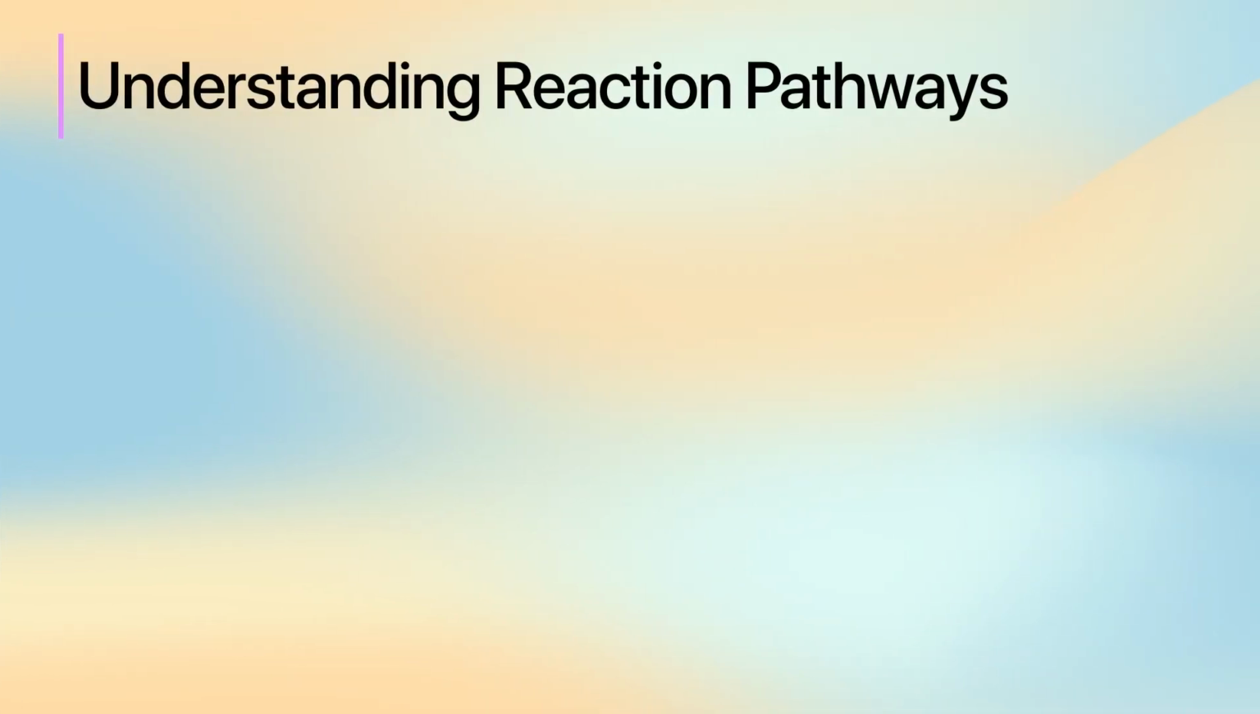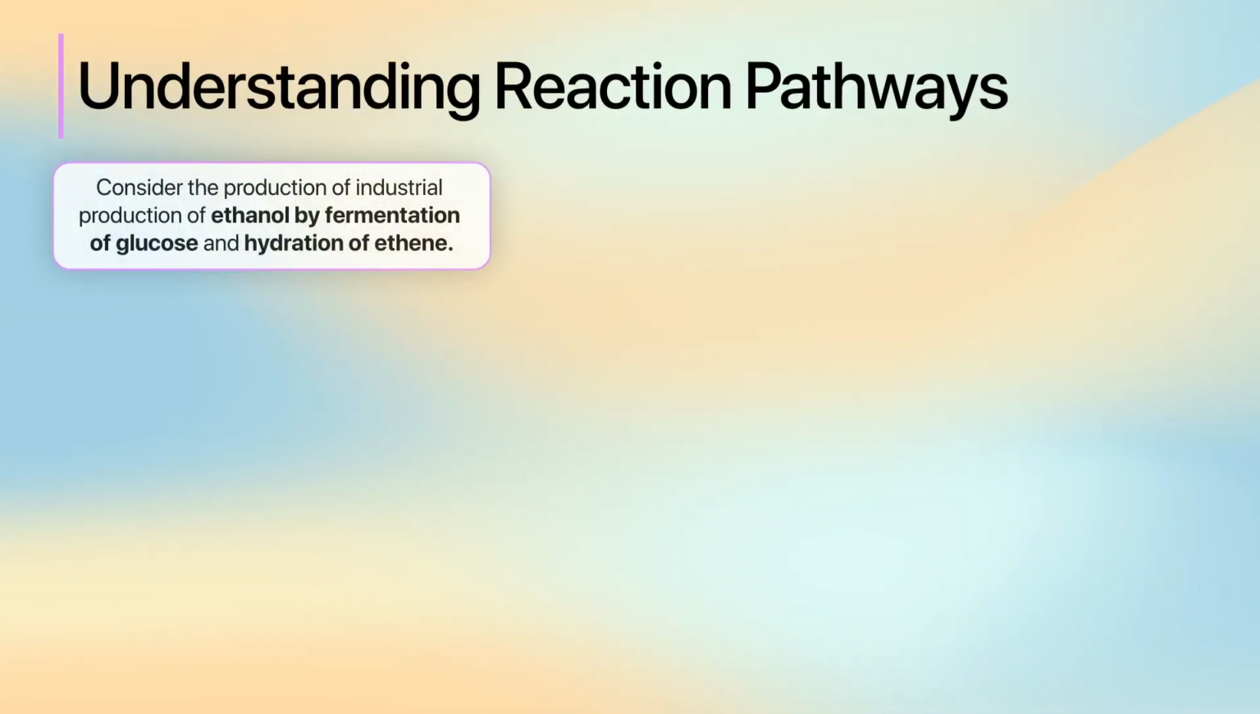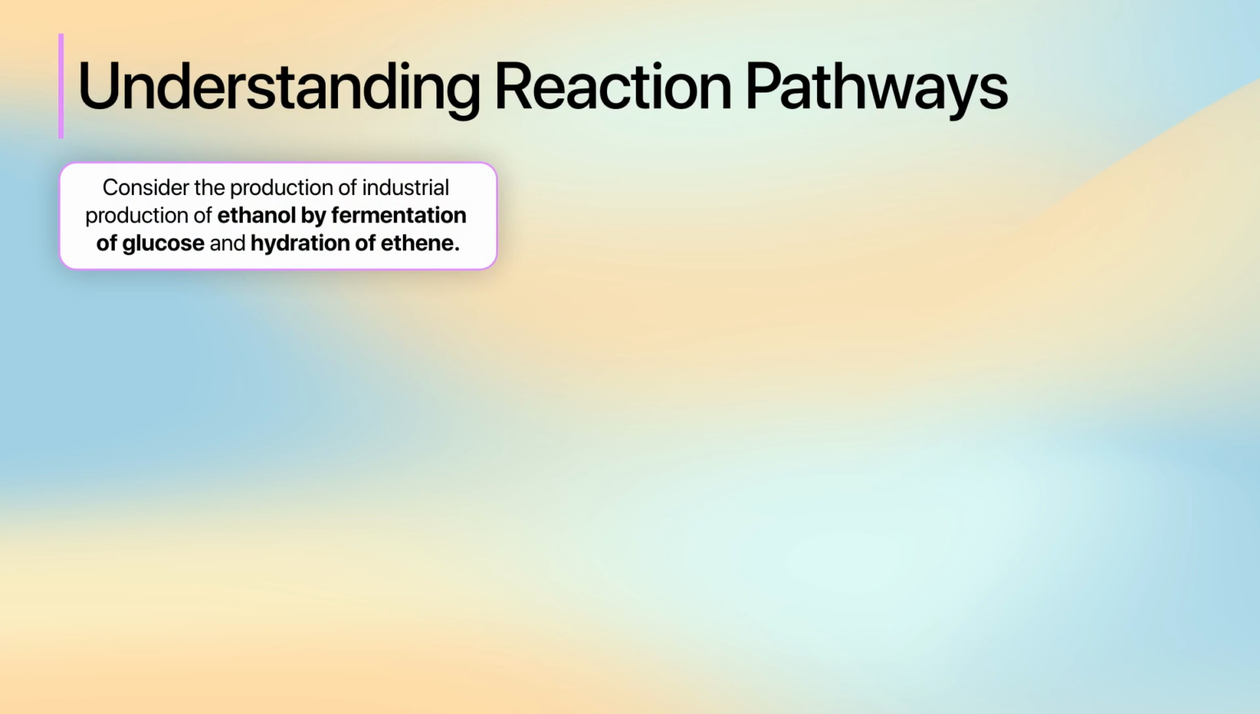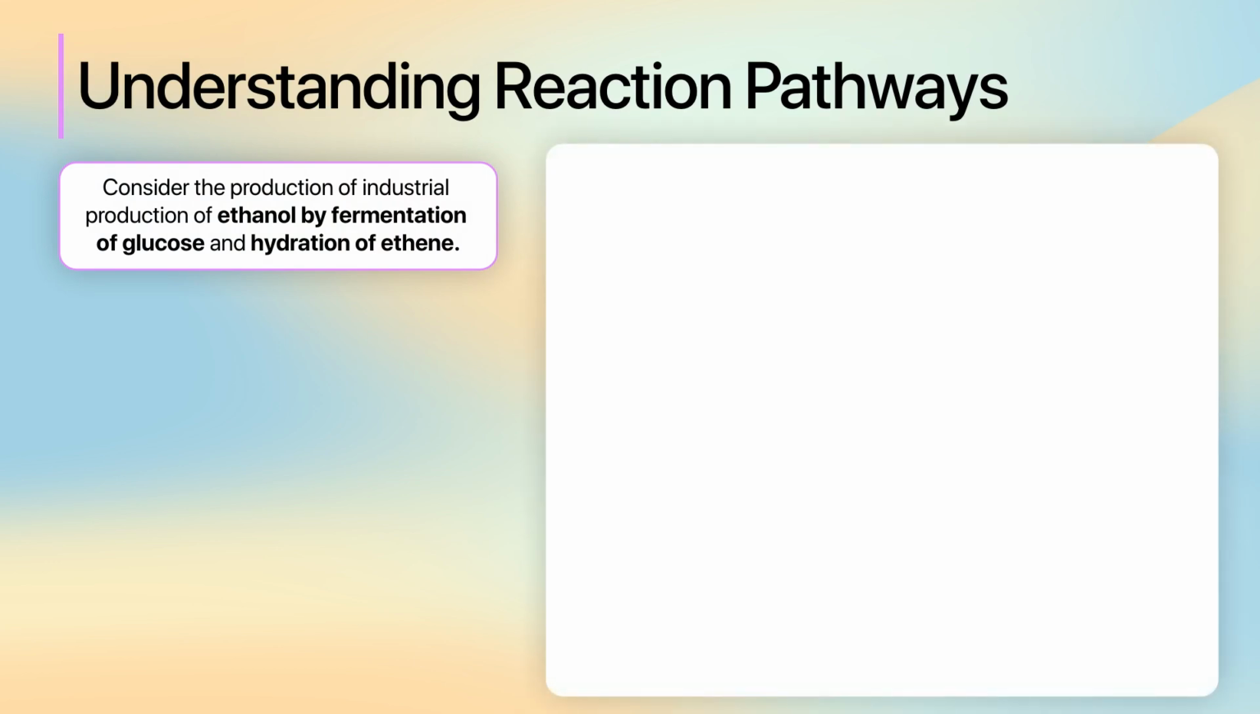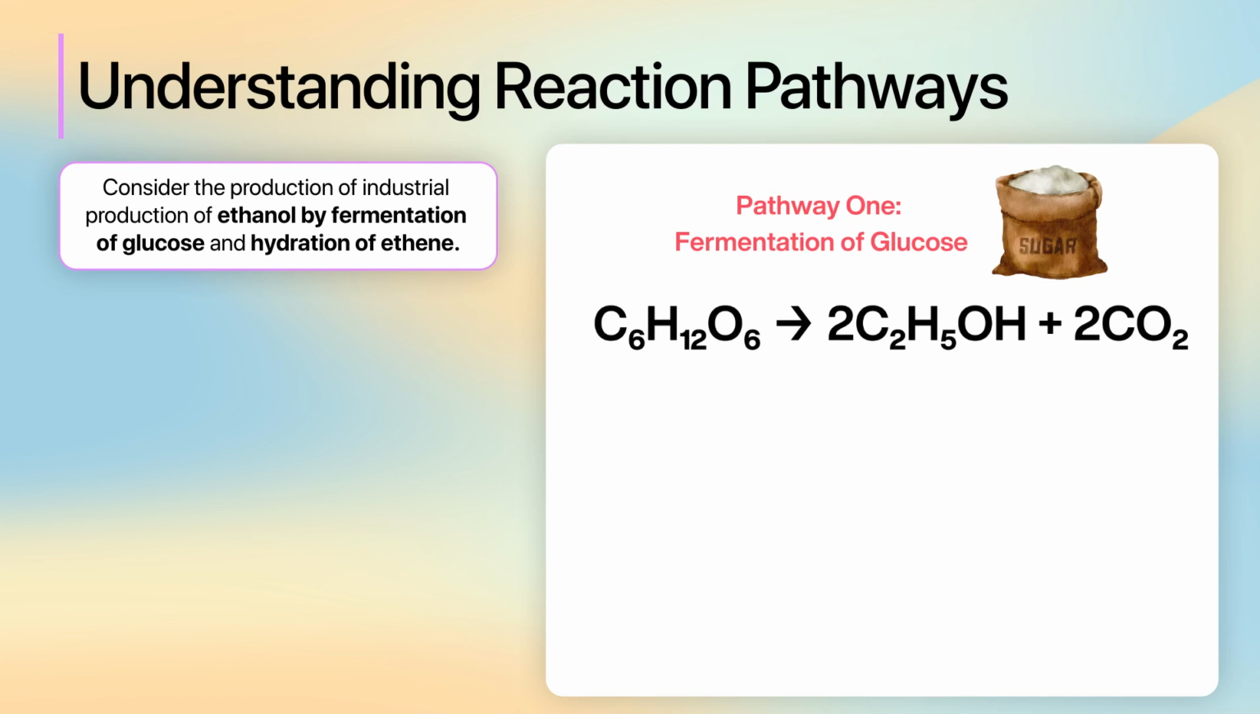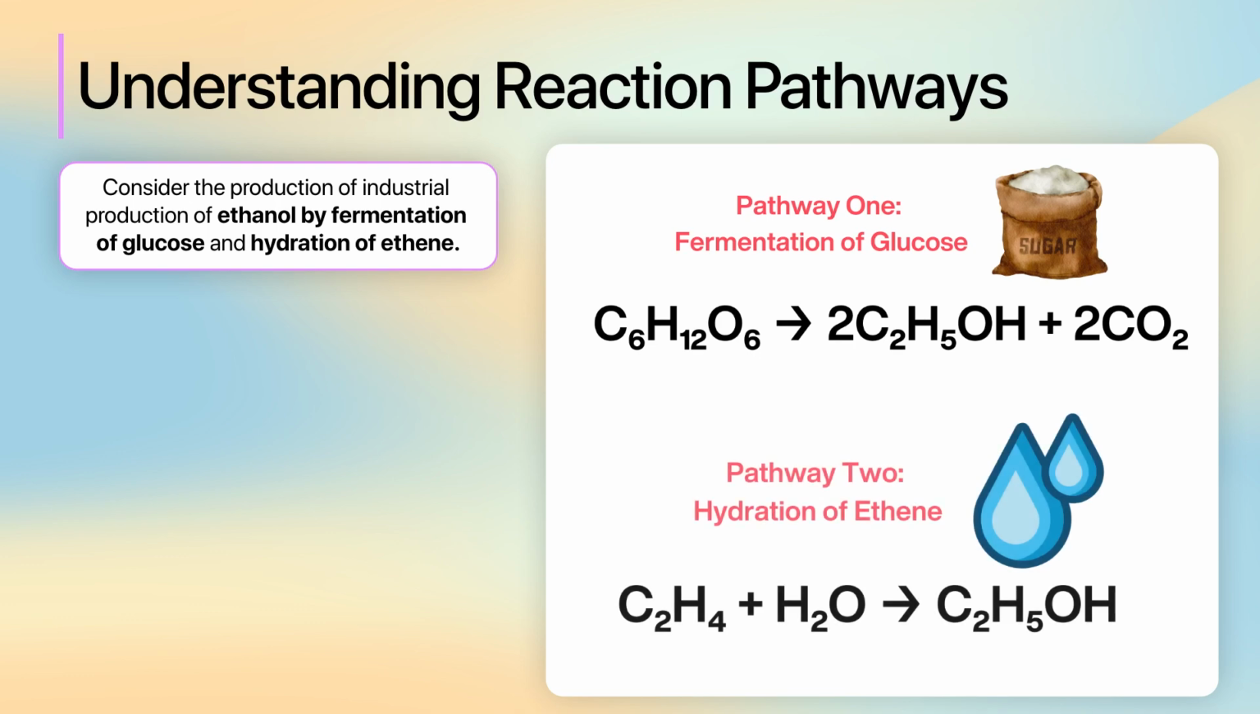To help us learn about reaction pathways, let's consider the industrial production of ethanol. This can be done via two pathways. Pathway 1 is the fermentation of glucose, which we've seen in the previous lesson. Pathway 2 is the hydration of ethene. We can calculate the atom economy for both of these pathways. Let's focus first on pathway 1.